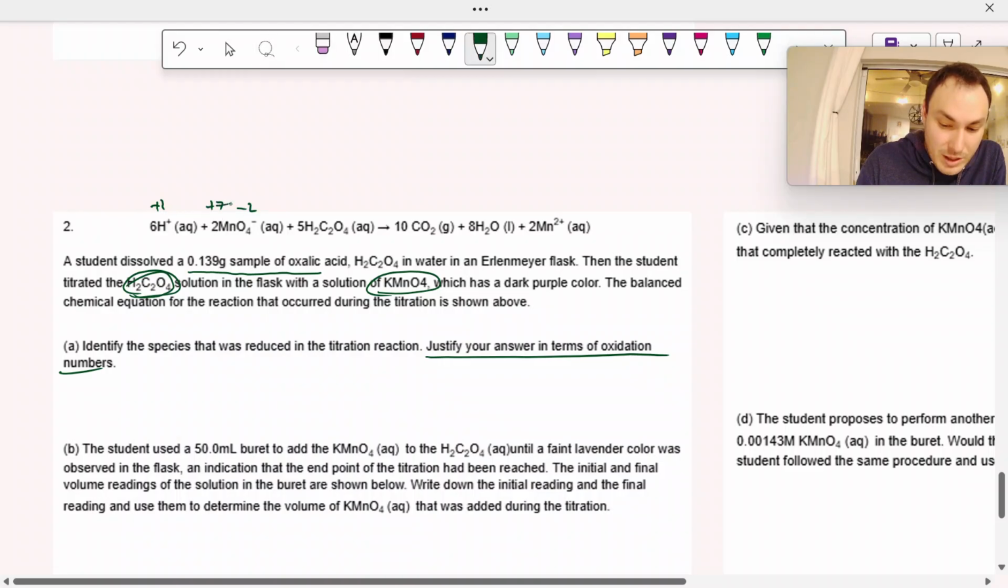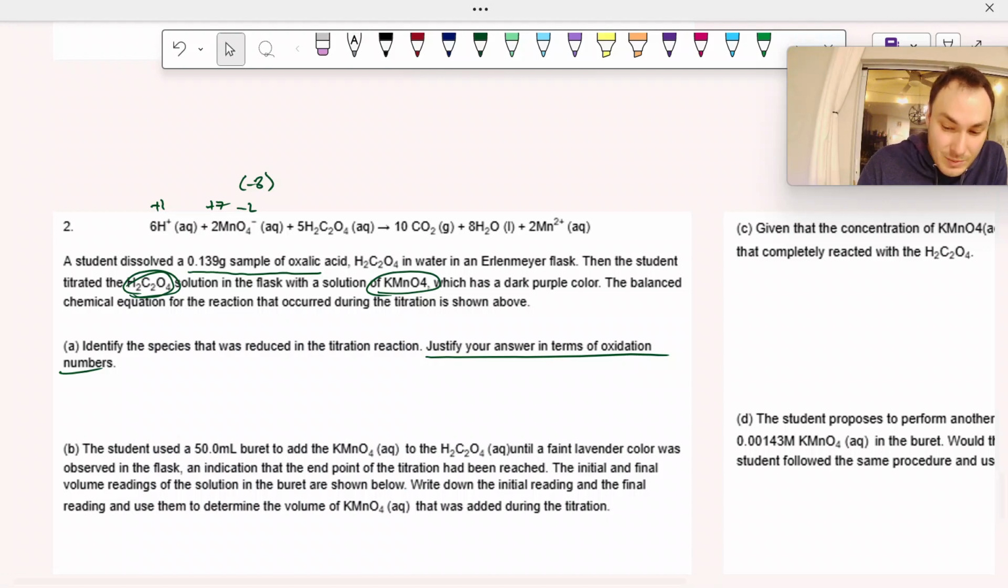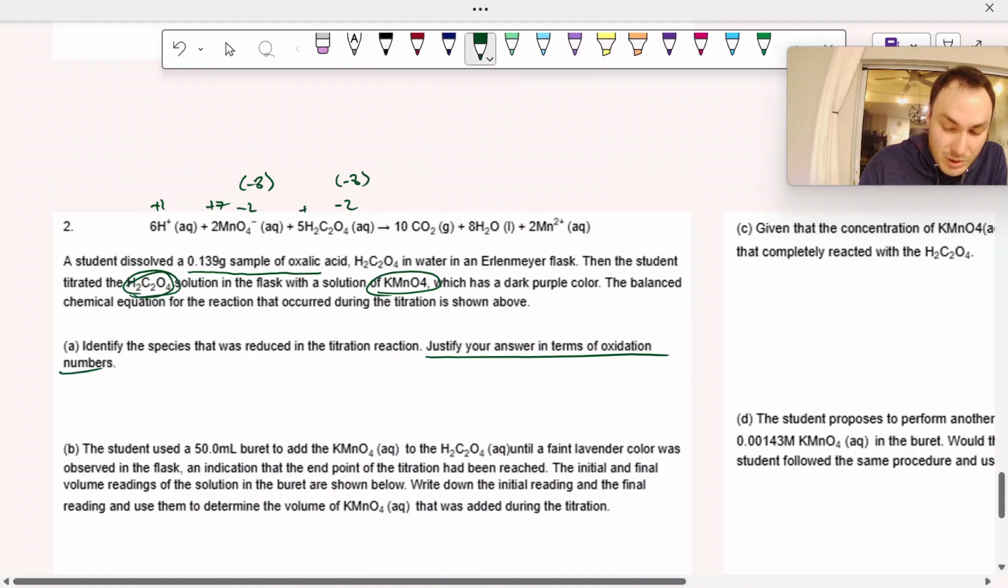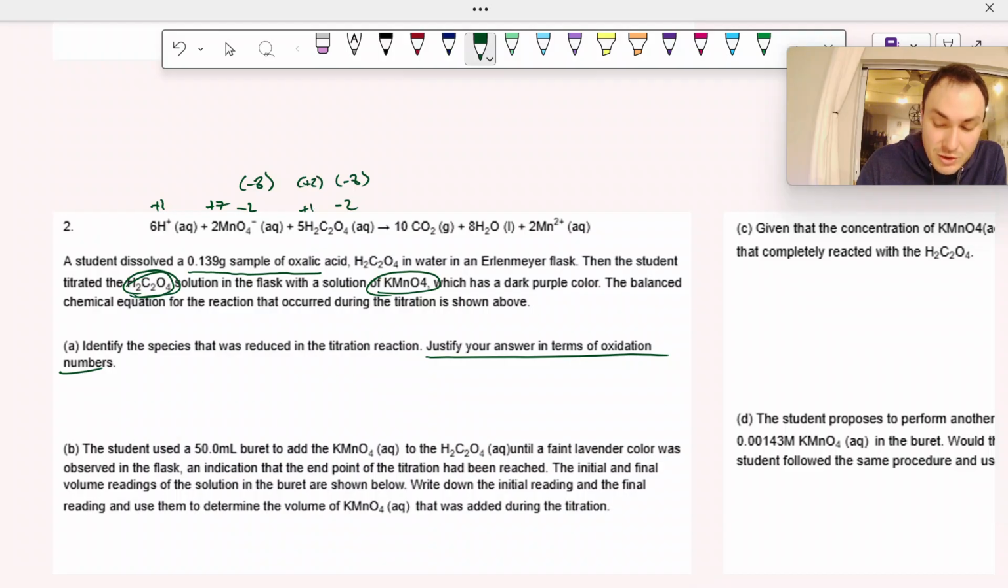I went a little quick. A total charge of -8 from the oxygens, so this one manganese needs to be +7 so that we end up with a -1 charge in total. In the oxalic acid, we have -2 on the oxygens for a total of -8. We have +1 on the hydrogens for a total charge of +2. These two carbons need to be +6, which means each carbon is +3.